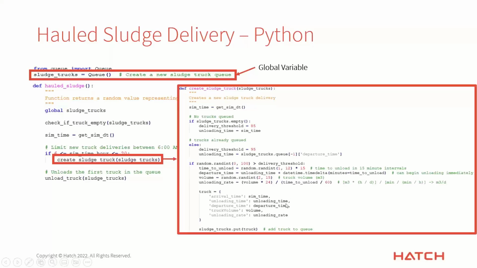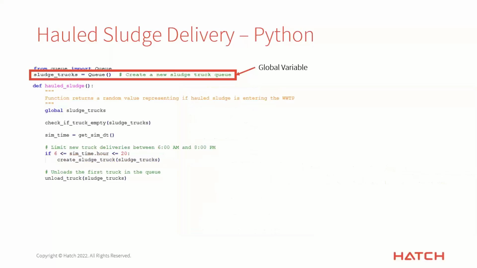Once we have all that, we create an object to represent the truck that's at our facility by just defining a dictionary that contains these characteristics. And with that dictionary, we then just add it onto our queue. So now it's going to be at the end of the line.